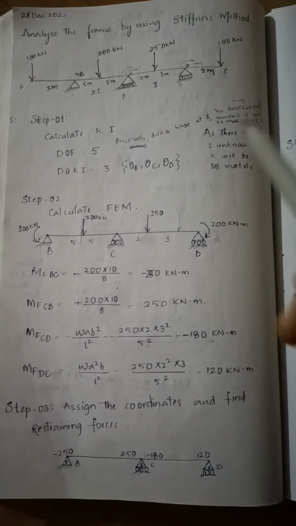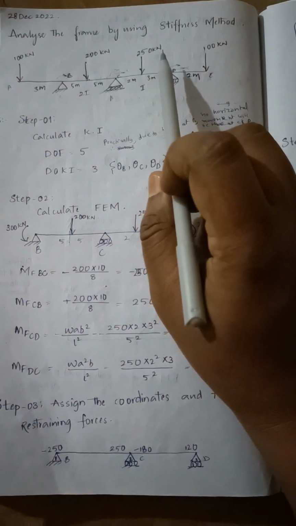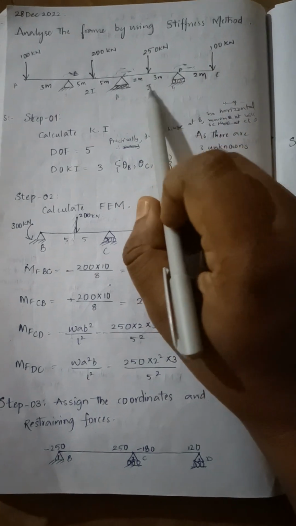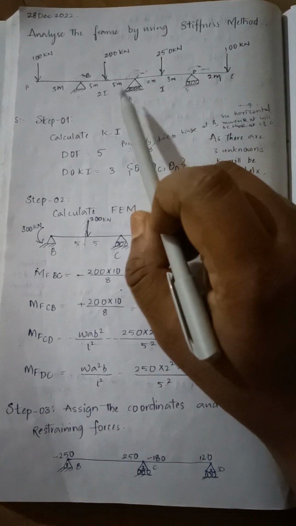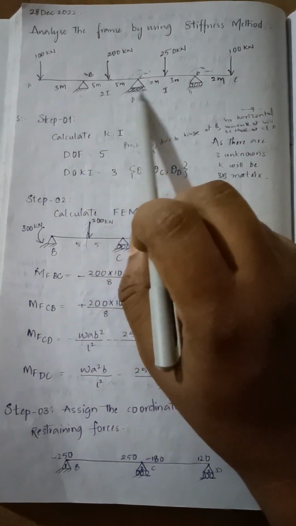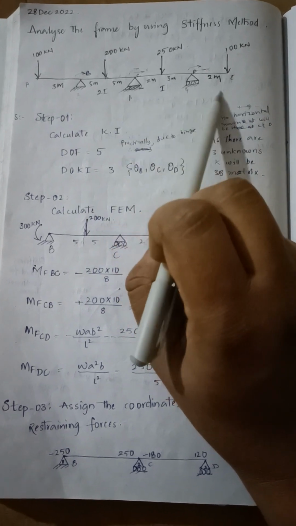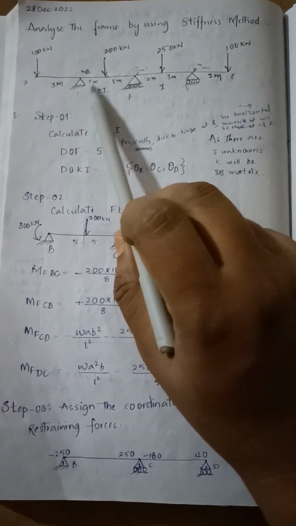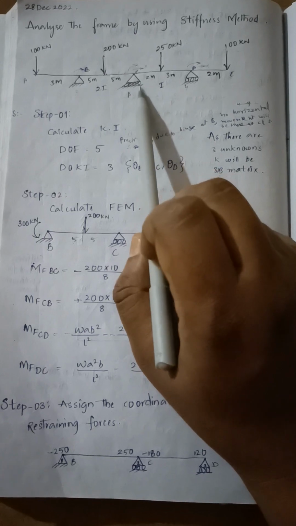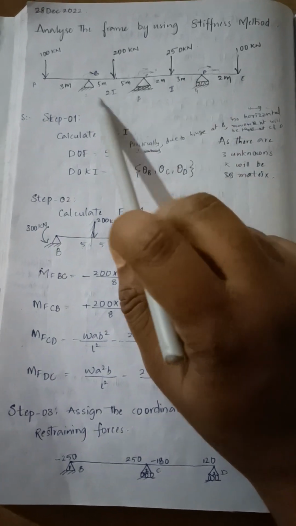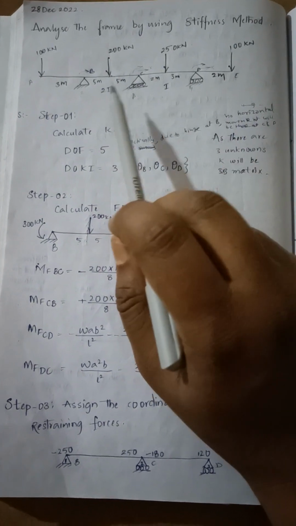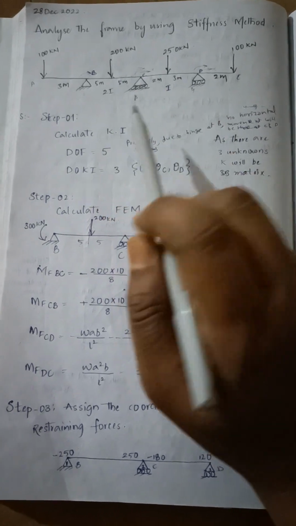In this session, we'll discuss analyzing the frame by using the stiffness method for the no sinking case. So no sinking is there here. You can see the continuous beam here, A, B, C, D, E. At B you have a hinged support, at C a roller support, at D a roller support, and point loads are there and spans are shown. I, 2I values are given here.